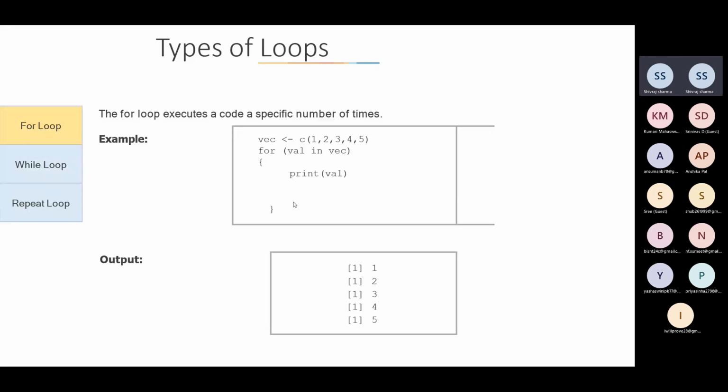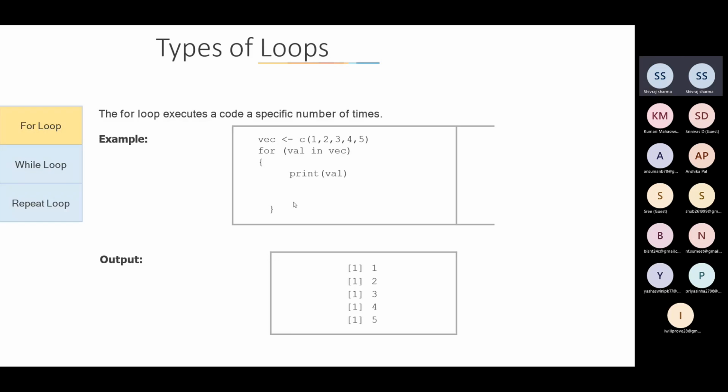VAL in vector means value in vector. So what is to be printed? The value. VAL is the value. So what will it print? It will print 1, 2, 3, 4 and 5, just 5 times. Okay. Any doubts? Done. Priya, this time you are first. Done. Very good. Nice. Great.